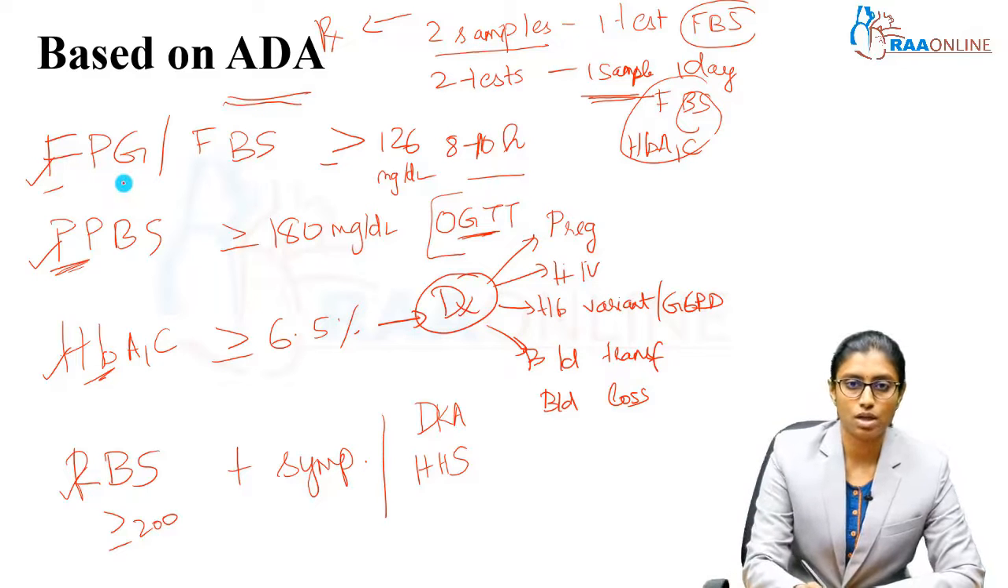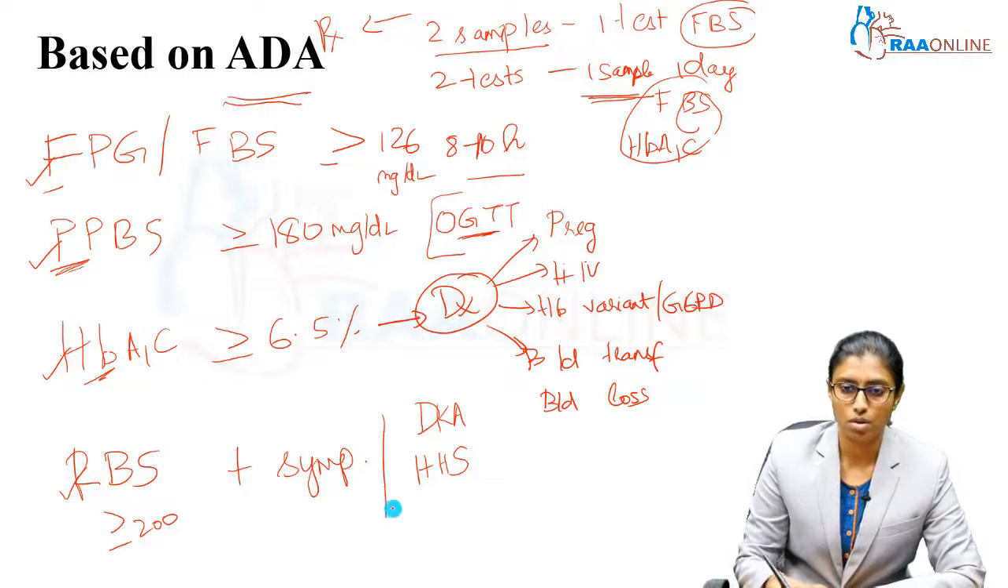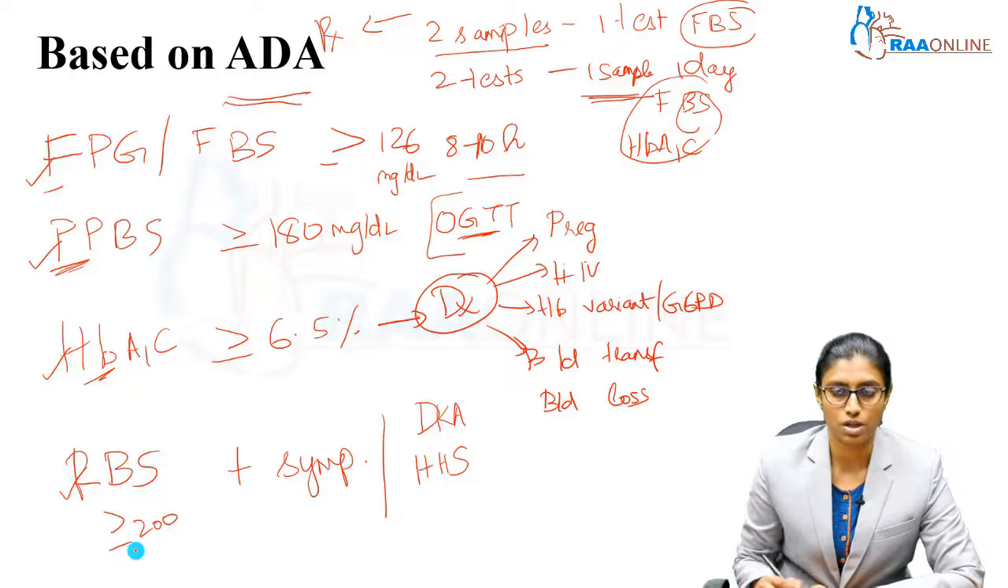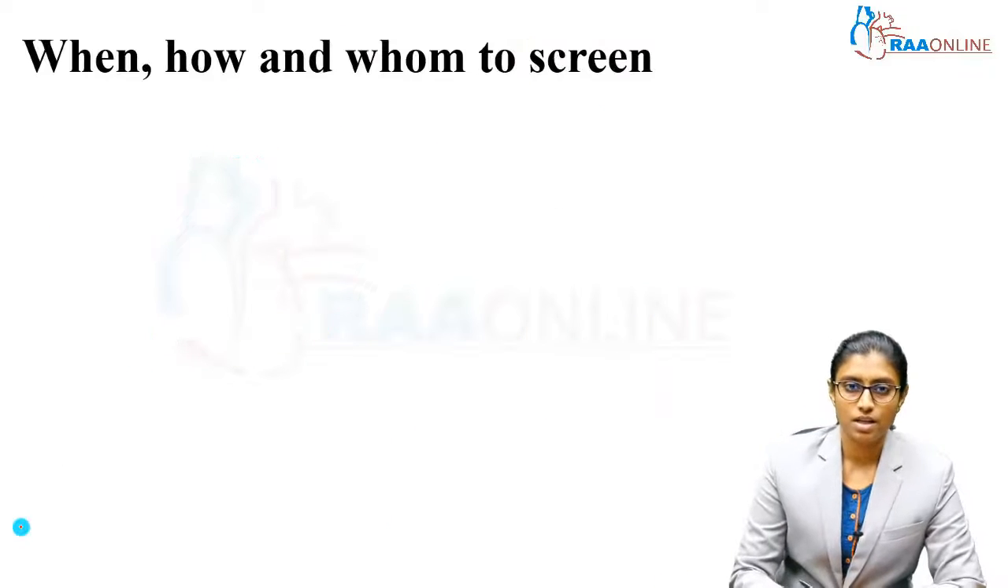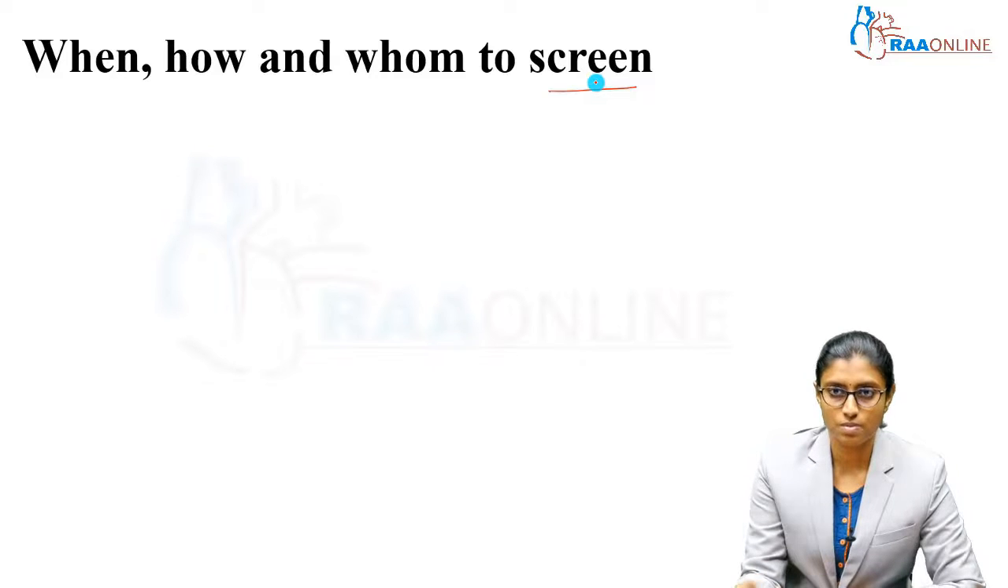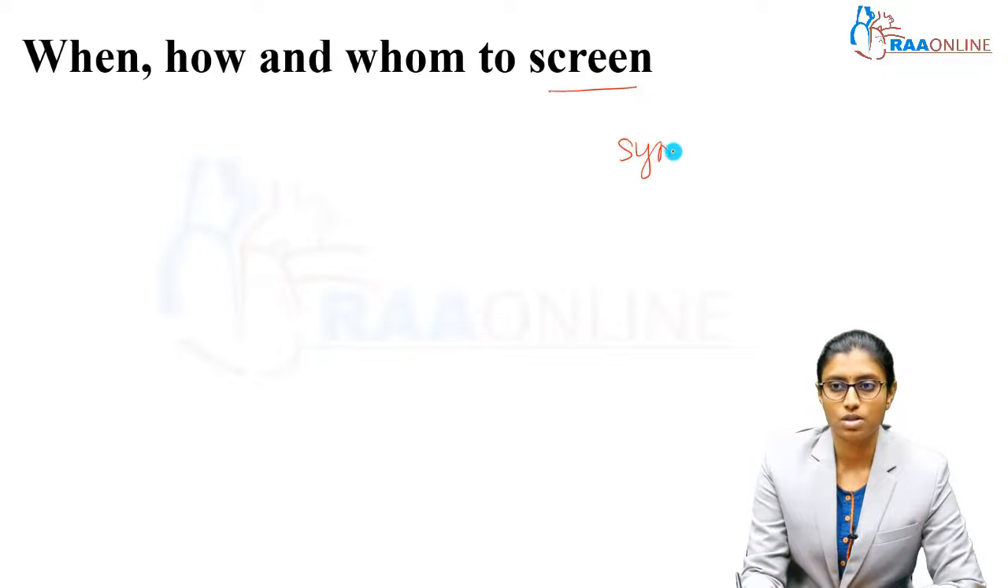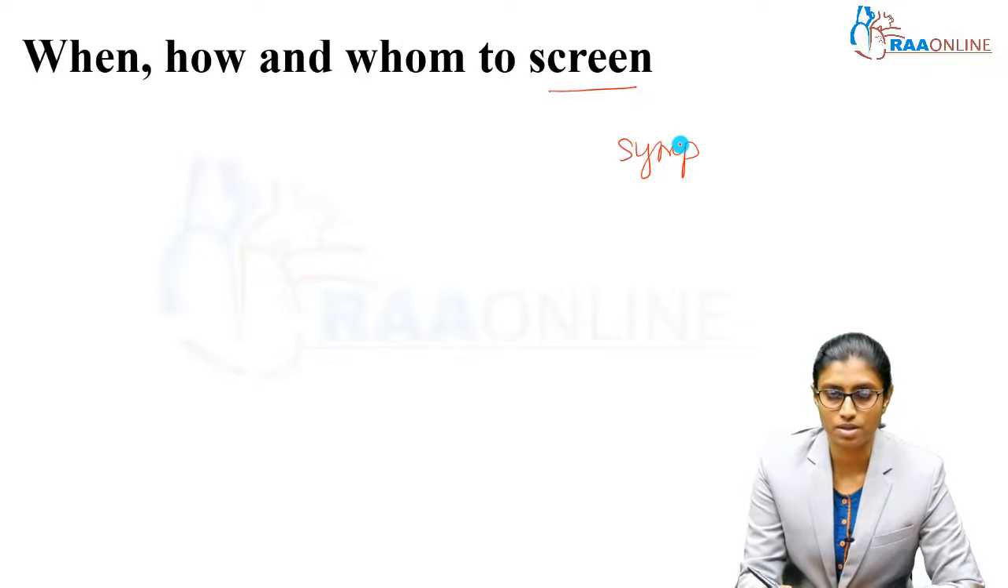I will have to rely on either fasting blood sugar, postprandial blood sugar, or if they are symptomatic, I can rely on random blood sugar for diagnosing. So routinely, whom do we screen for diabetes mellitus? Any patient coming to me with some symptoms of diabetes mellitus or some disease which is associated with diabetes mellitus, obviously I'll send them for diabetes screening.